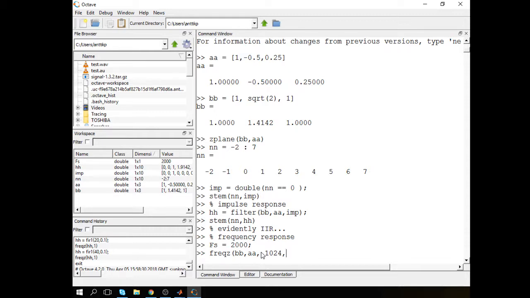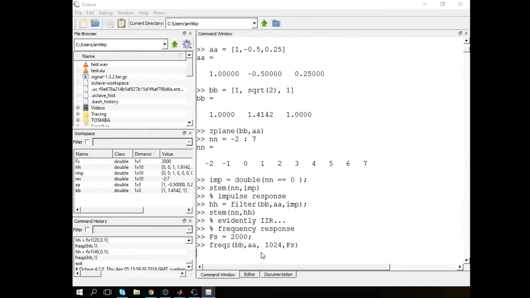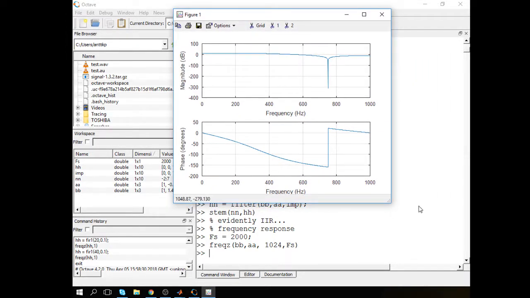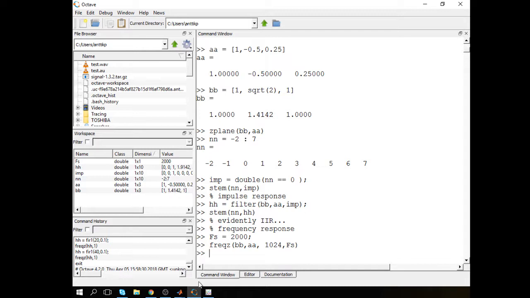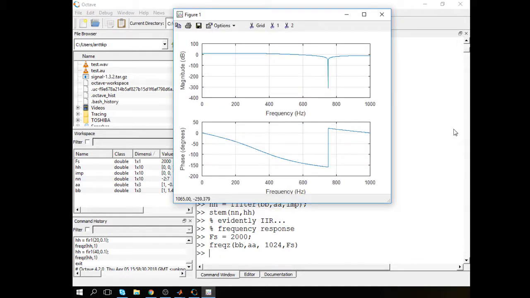Again, it's a good idea to use a power of 2 here, since this frequency response is calculated using the discrete Fourier transformation. For numbers that are not a power of 2, it will take a little bit longer. You wouldn't see the difference though. And then the last parameter is the sample rate. There we go. See, where did it go? That's the frequency response. Wow.